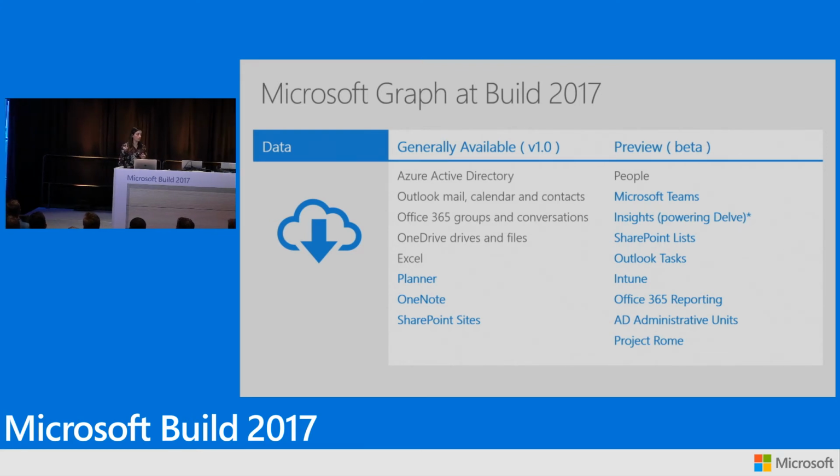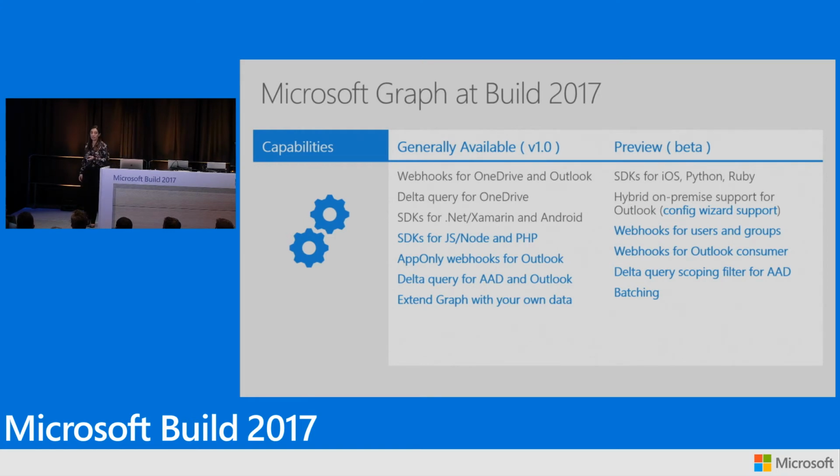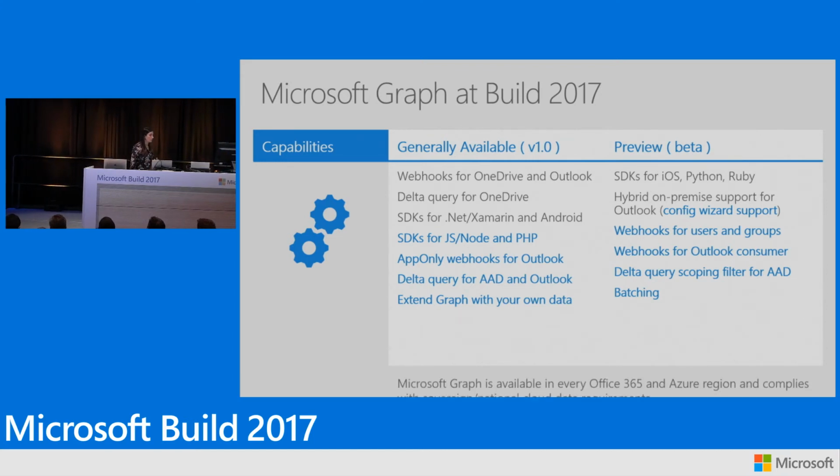In terms of capabilities, there's a set of SDKs that have been updated and new that have been made available. The JavaScript SDK that you can use with Node and PHP. There's new support for webhooks capability, using them on Outlook. There's Delta Query. There's the ability to extend the graph with your own data. In preview, we now have webhook support for users and groups. So you can subscribe for when a new group is added, when a new user is added to the organization, when a new user is added to a group. We have also, as I showed, support for Delta and batching.